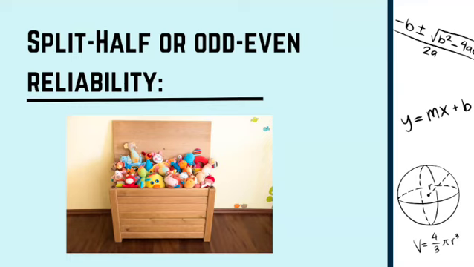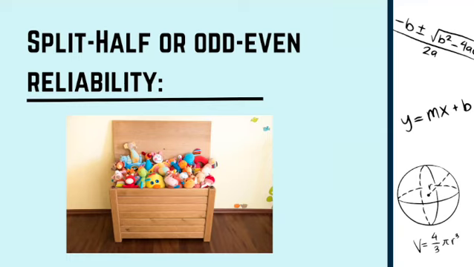So for split half reliability, imagine that you have a toy box with red and blue toys. You divide the toys into two equal groups, making sure each group has an equal number of red and blue toys. If both groups are equally fun, that's like good split half reliability. Similarly, in testing, if you split a test into two halves and both halves consistently measure the same thing, then it's good split half reliability.